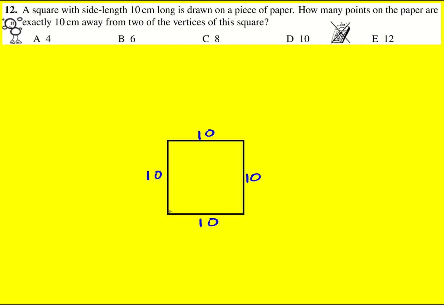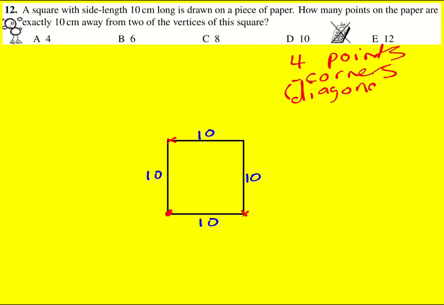The first thing to look at is pick one of the corners and actually realize that it is 10 centimeters away from two of the other corners. And this works for all four of them. So we're going to get 4 points that are the corners. And this is using the diagonally opposite vertices.